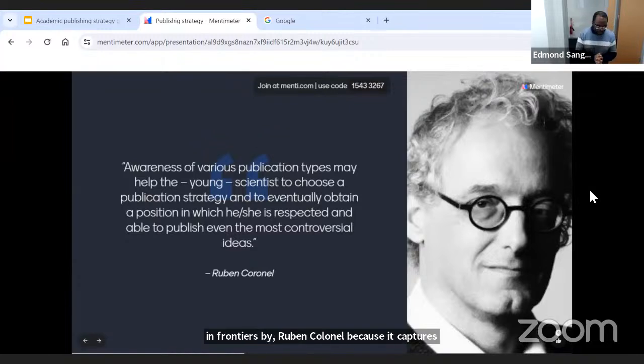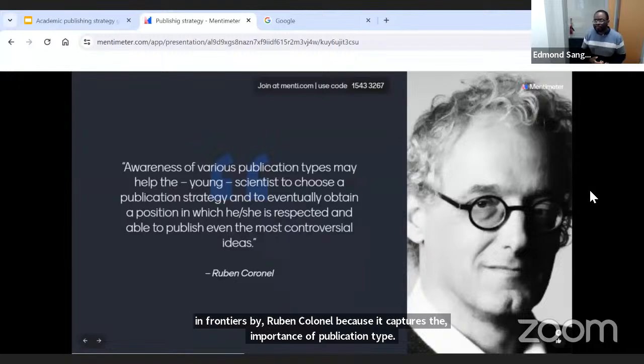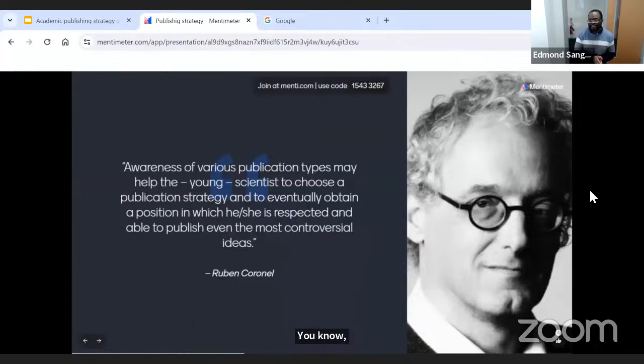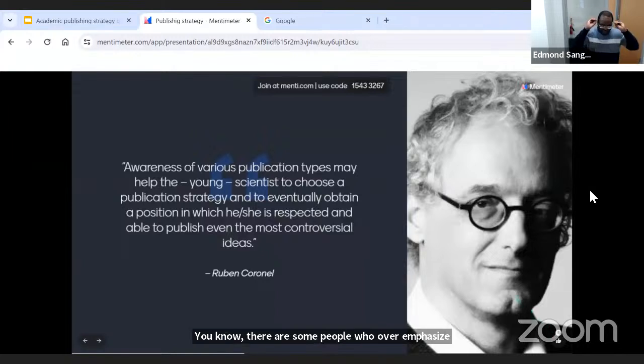You know, there are some people who overemphasize publication numbers. Because of that illusion that it's the numbers that matter, you'll find someone publishing 20 correspondences in even prestigious journals like Nature, Science, Cell, you name it. They are publishing these correspondences with the hopes that they are increasing the number of publications.